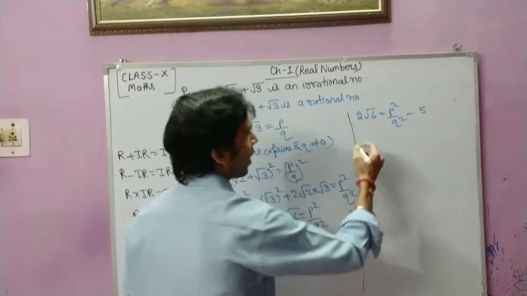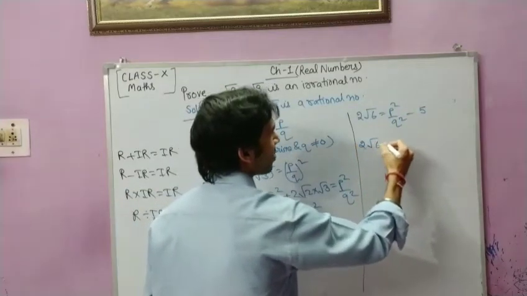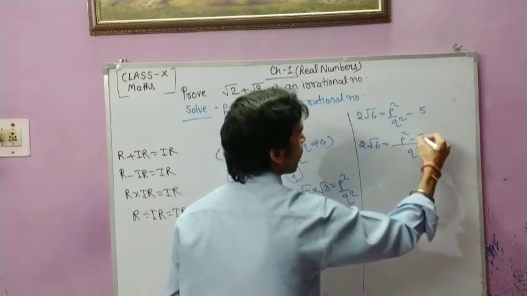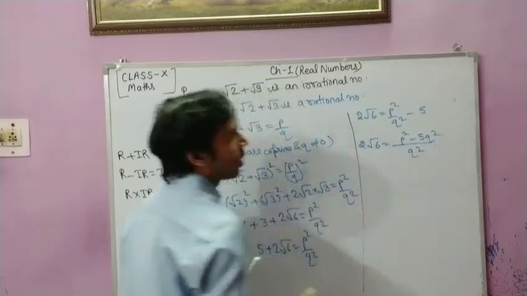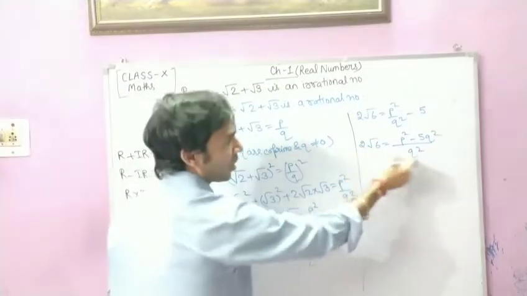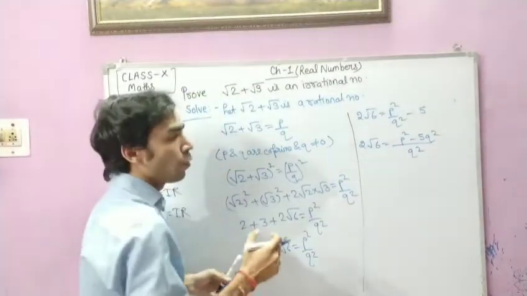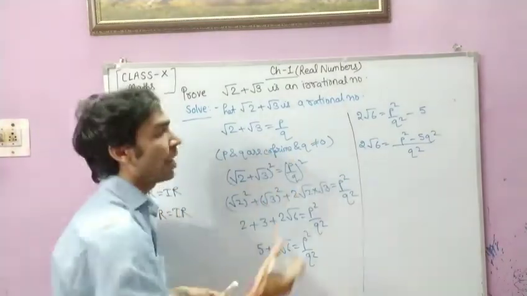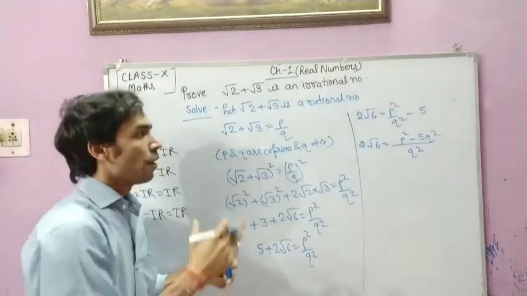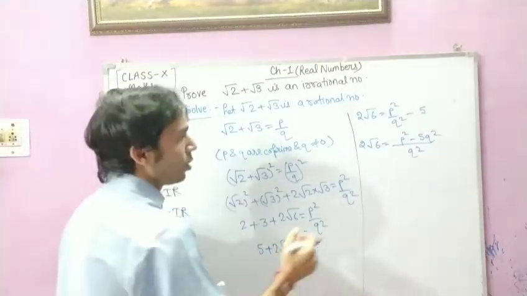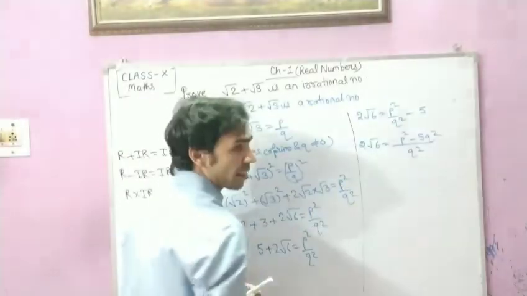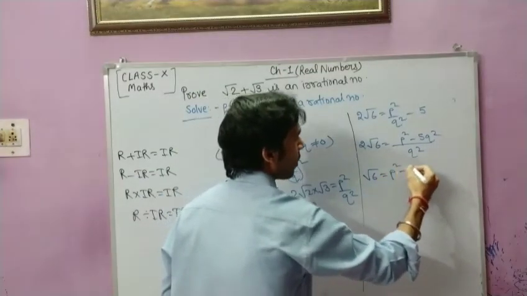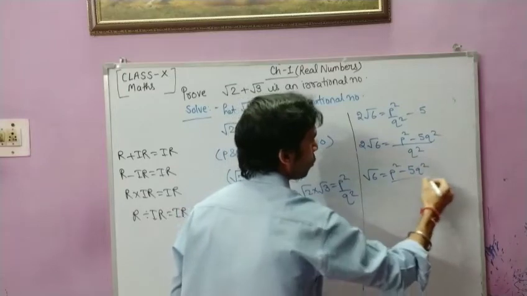Now simplify it, so you will get 2 root 6 is equal to, LCM will be q square, p square minus 5q square upon q square. Now again transfer this 2 to this side because 2 is rational. Whatever the rational part is there, we want it on the right side, and whatever the irrational part is there, we will keep it on the LHS only. So when we transfer this 2 to the other side, we will get root 6 is equal to p square minus 5q square upon 2q square.